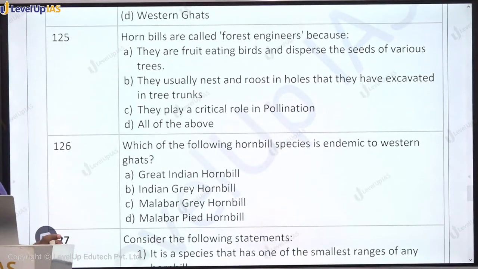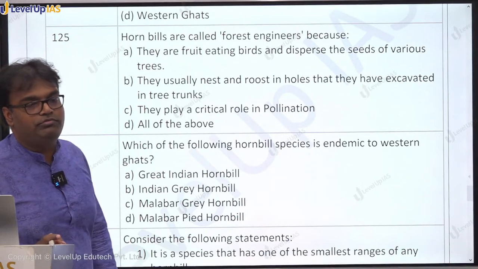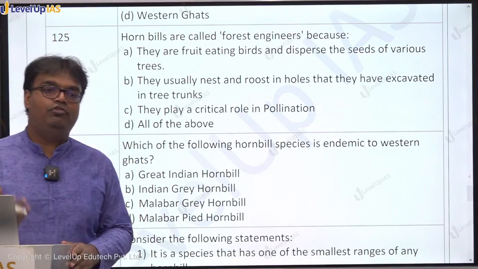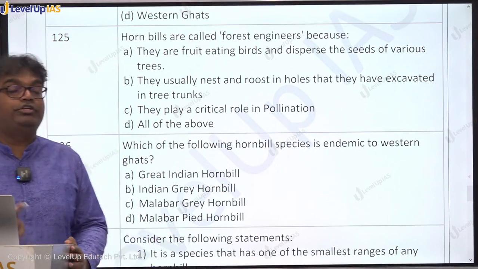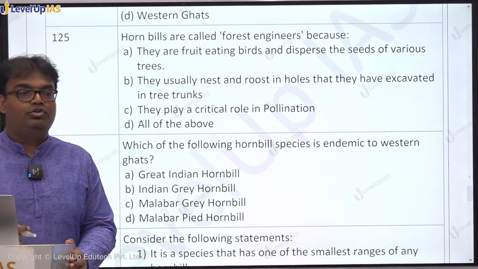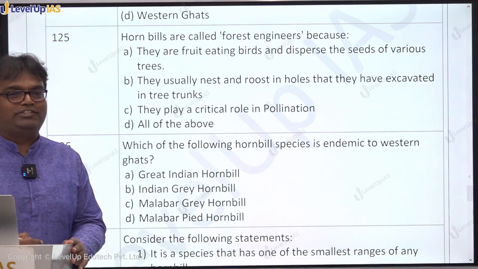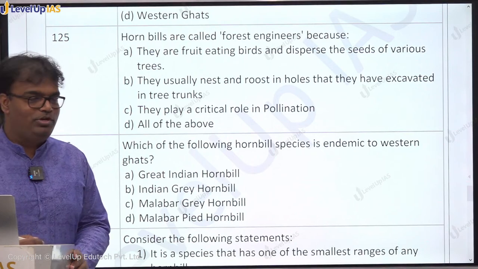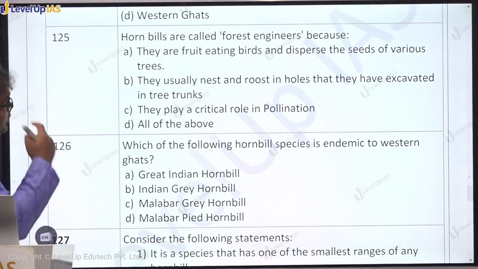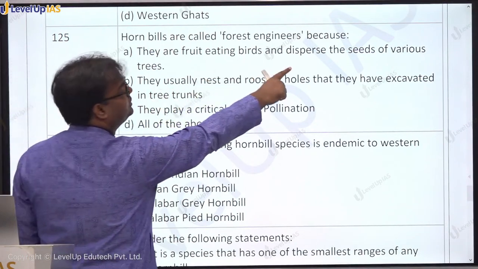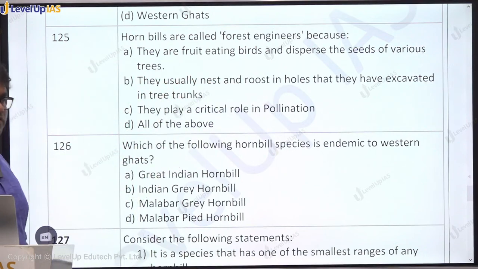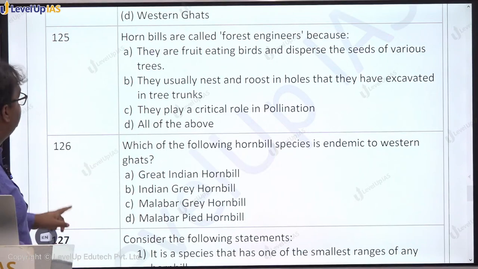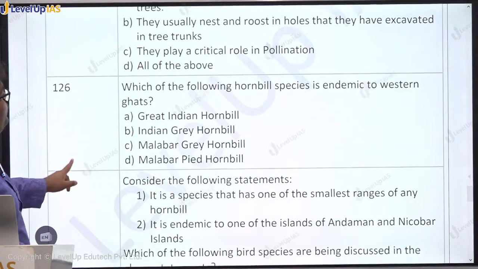124, D. Hornbills are called forest engineers. Why are they called forest engineers? Because they spread seeds of fruits. They are seed eaters and fruit eaters, though they are very opportunistic and if they find small insects or small mammals they will eat those too. But they are primarily fruit-eating birds and disperse the seeds of various trees to far away places, and that's why they are called forest engineers. 125's answer is A. 126.